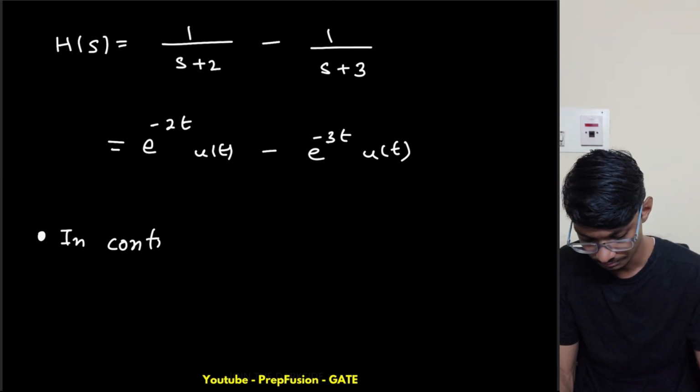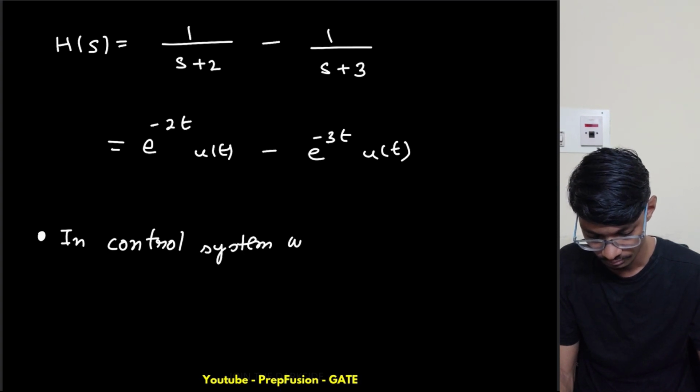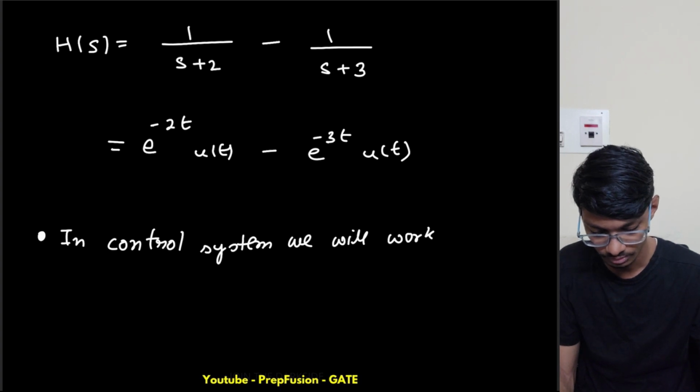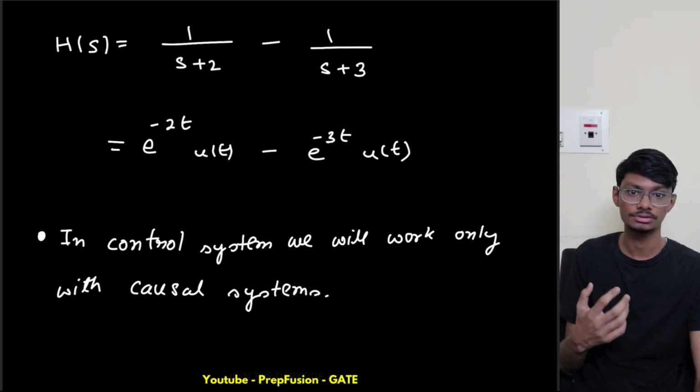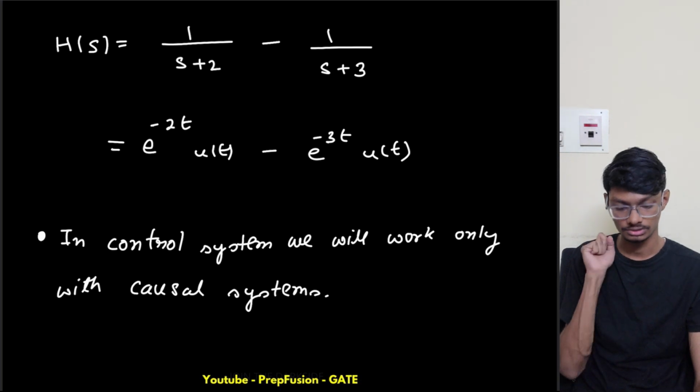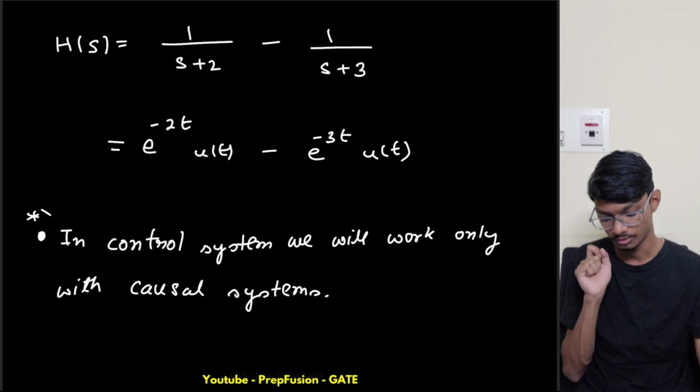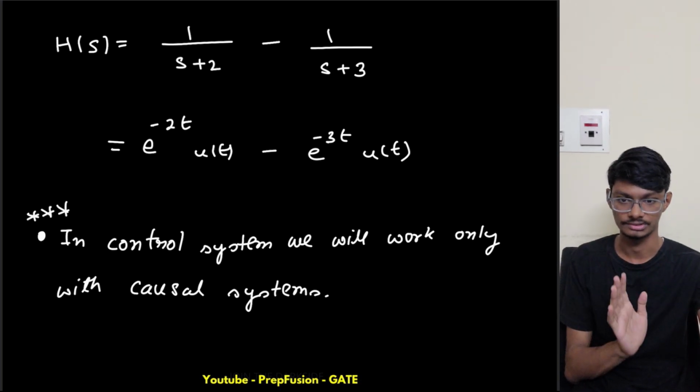In control systems, we will work only with causal systems. Okay, in control systems we will only work with causal systems. So this is a very important part. What is causal? I'll explain, don't worry.